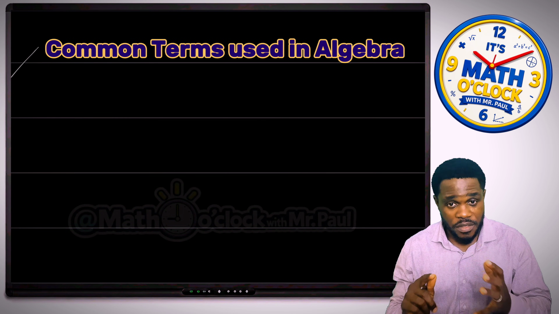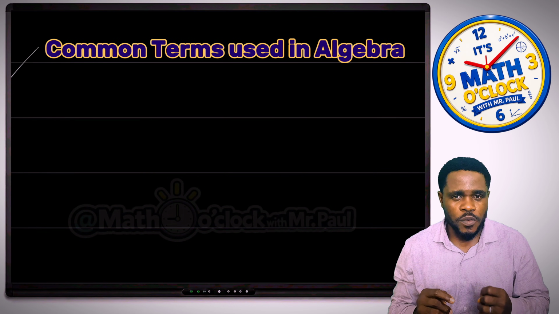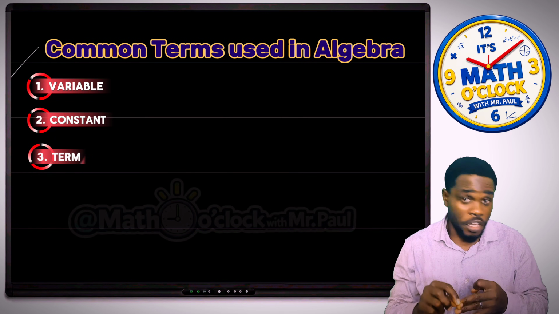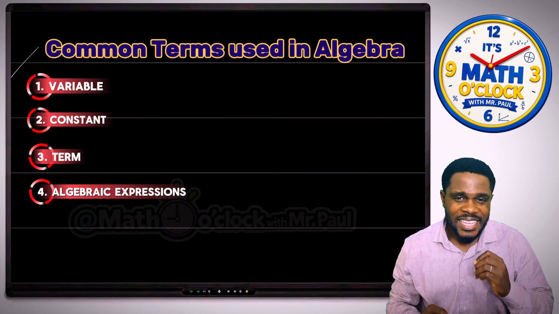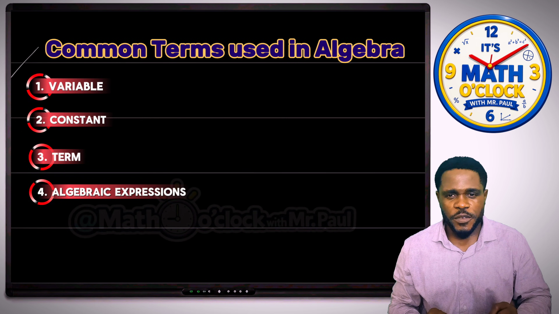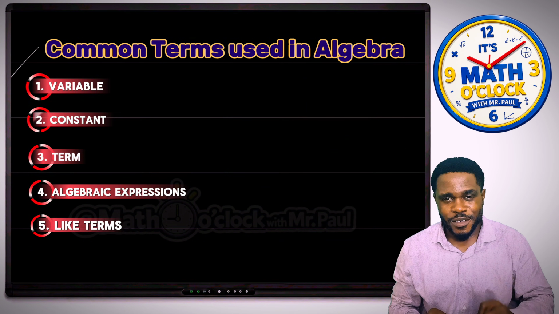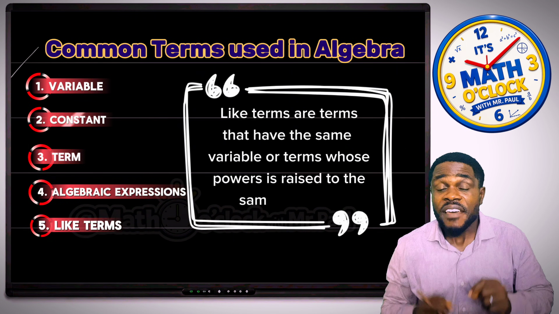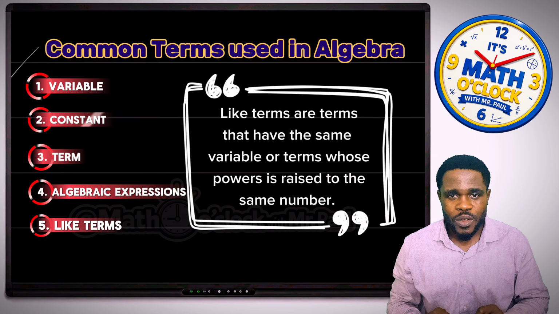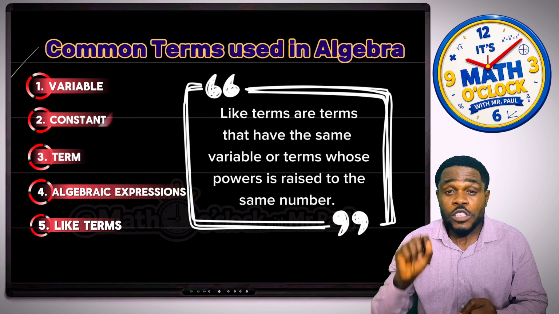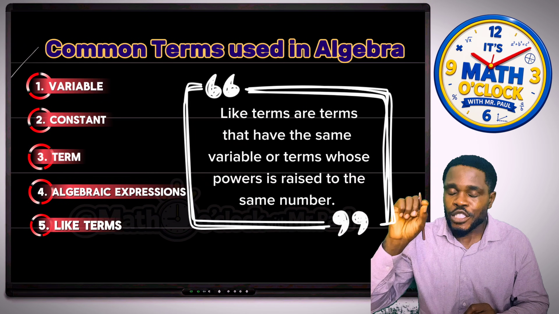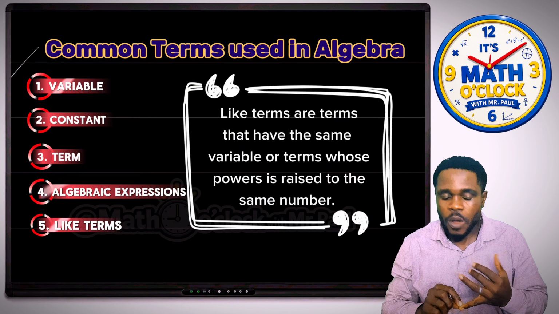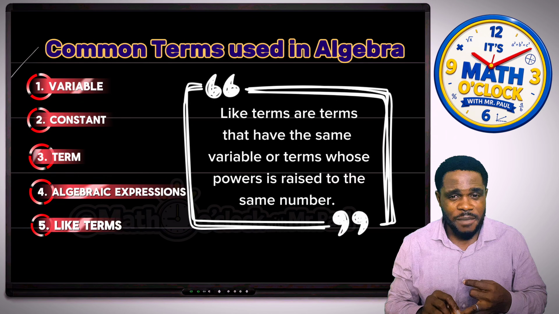We've discussed 4 now, right? We discussed variable, constant, terms, and algebraic expression. Number 5, like terms. Like terms are terms that have the same variable or terms whose variables are raised to the same power. Okay, they have the same variable or they are raised to the same power.